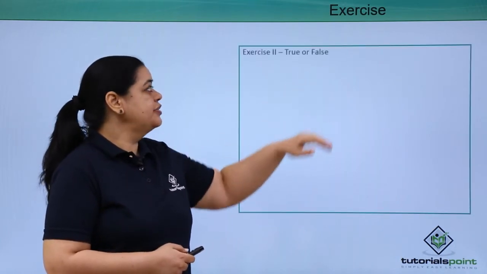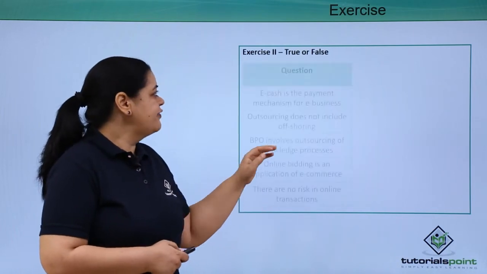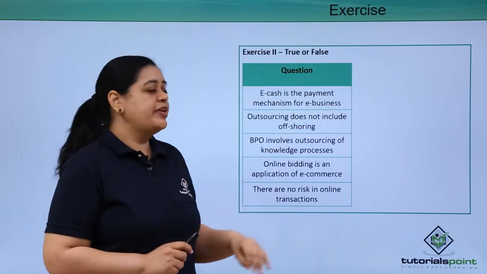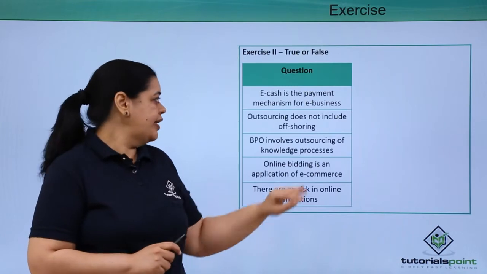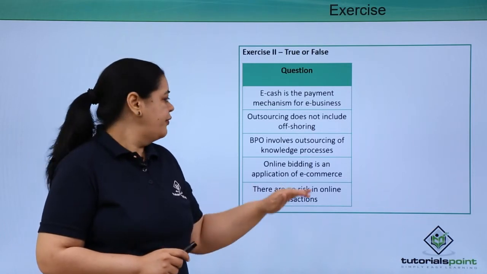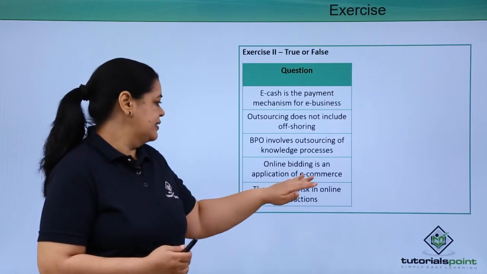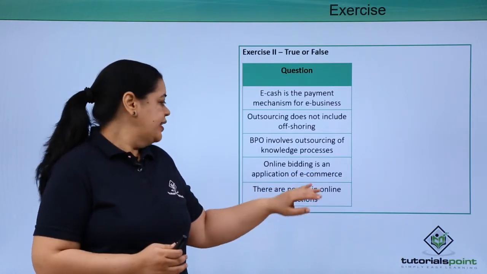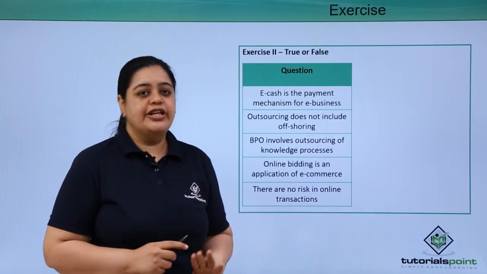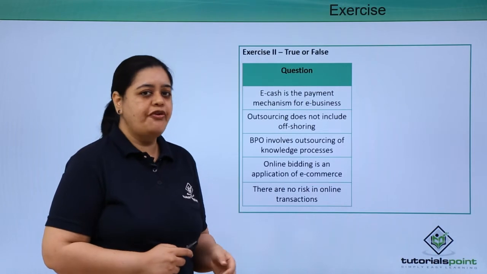The next is about saying if the statement is true or false. Okay, so let's see what the statements are. The first statement is e-cash is the payment mechanism of e-business. Okay, the second statement says that outsourcing does not involve offshoring. Okay, the third is BPO involves outsourcing of knowledge processes. The next statement is online bidding is an application of e-commerce. Lastly, there are no risks in online transactions. So these are the statements which we need to analyze and say if they are true or false.